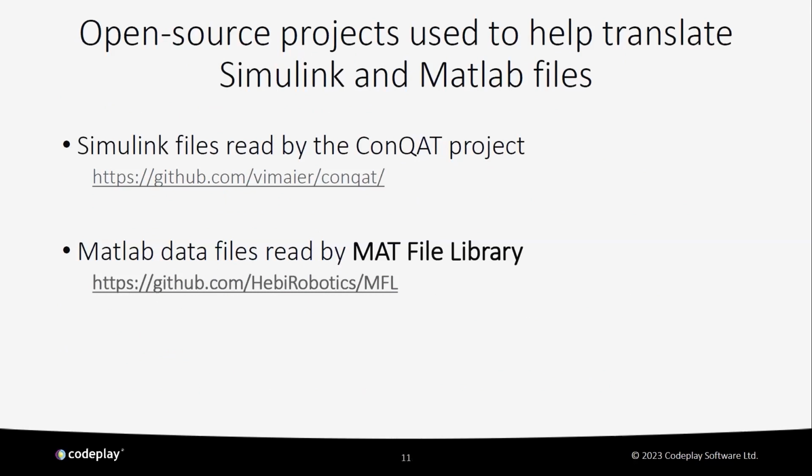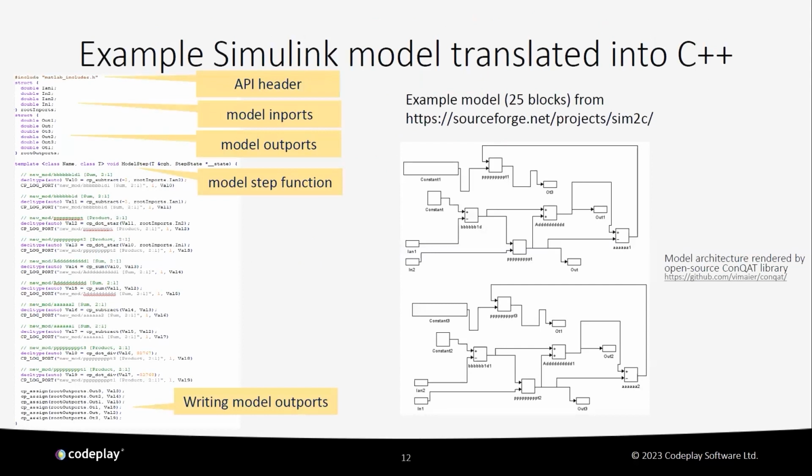The open source projects that are used in this project were the Concord library, an open source library to read in the Matlab files and build the model graph. And the Matlab files are read by this Heavy Roberts MFL library. So this is a small example of how we translated the code.